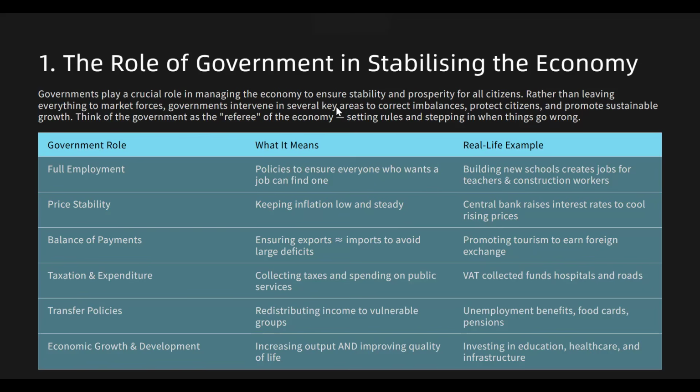They have to create transfer policies. So they're supposed to identify places or groups that are vulnerable or in need and then try to help them, whether it's food cards, or providing some sort of income or benefits for persons who are currently unemployed, whatever it is.